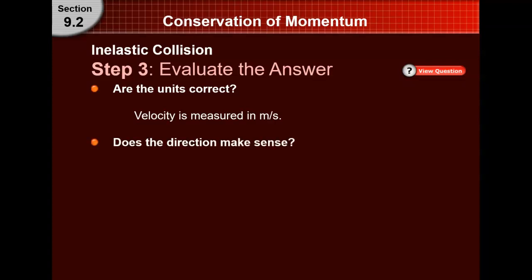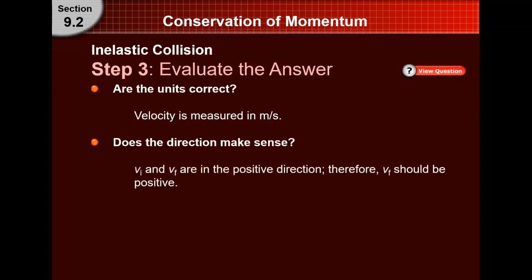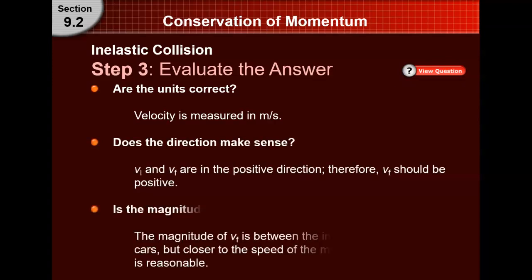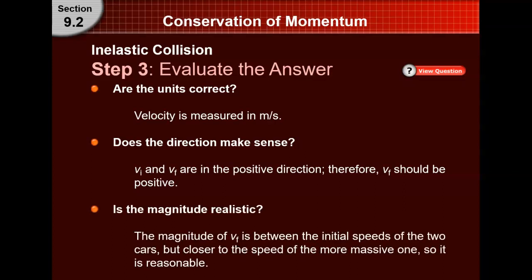So velocity is measured in meters per second, and it's going in the direction of the faster vehicle, the one with the more momentum. The one with the more momentum kind of guides which way the objects are going to go after the collision.